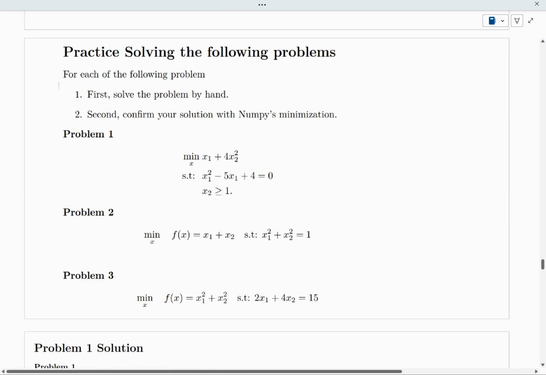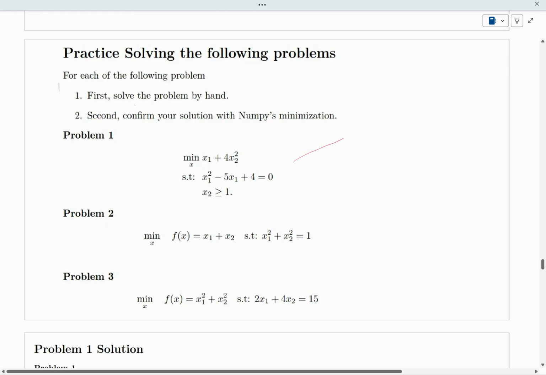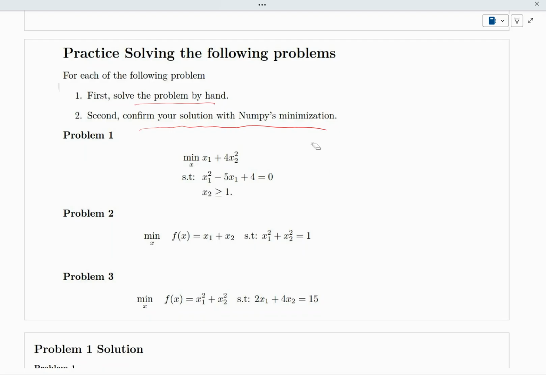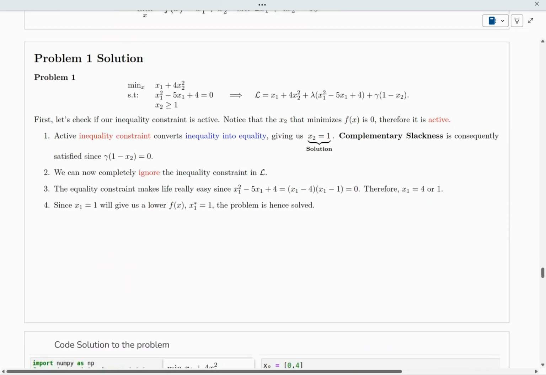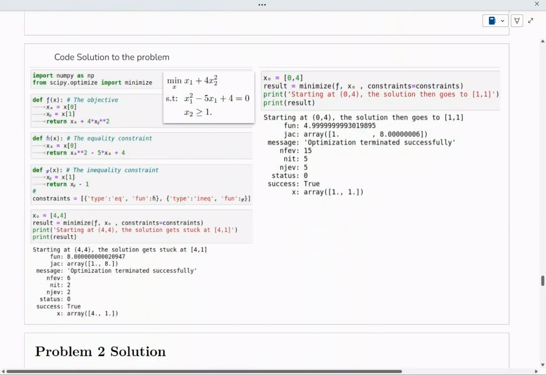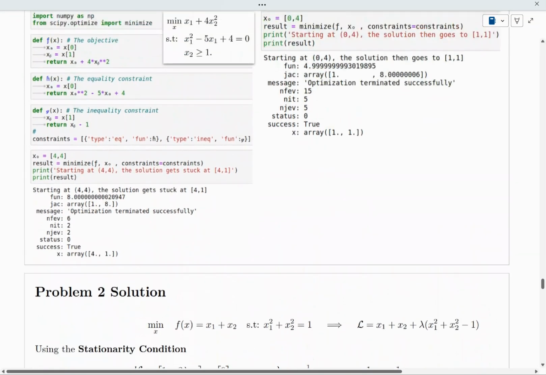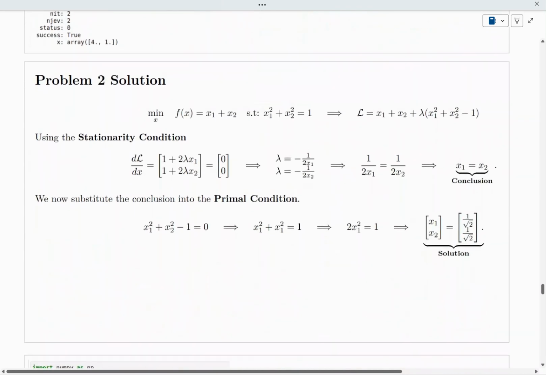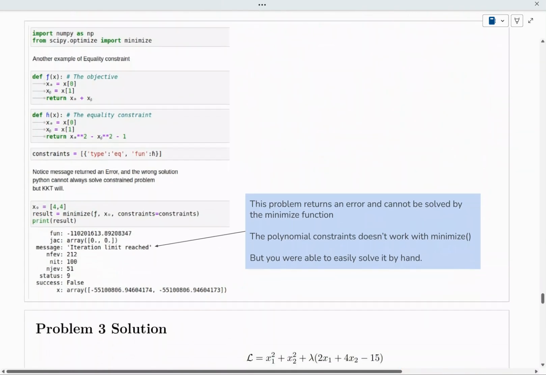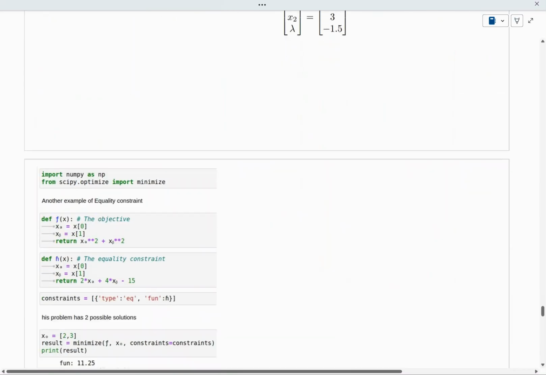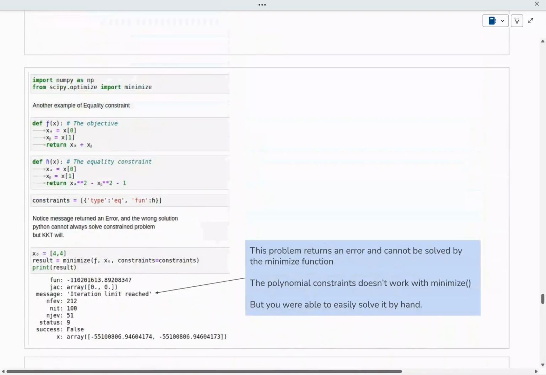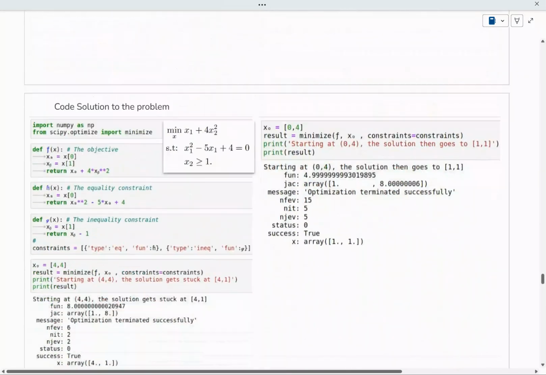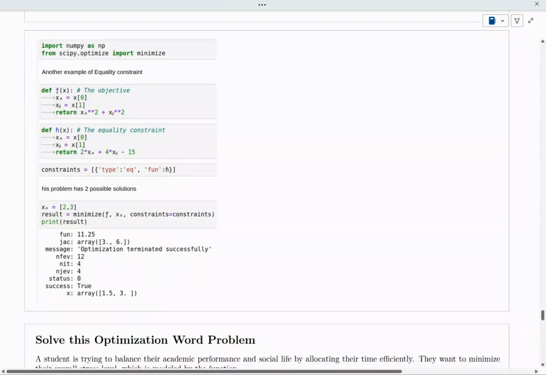All right, more practice. These ones, I want you to solve by hand and then confirm your solution with NumPy. I have the solutions here for you. Over here is the code for it. Over here is the problem 2 solution and the code for problem 2, then the problem 3 solution and the code for it. So you can look over these. Make sure you know how to do this. This is definitely going to be a problem on the exam.